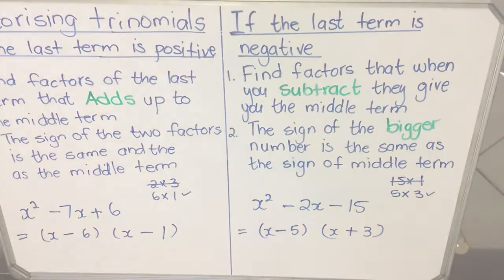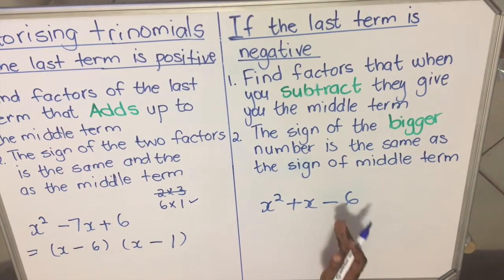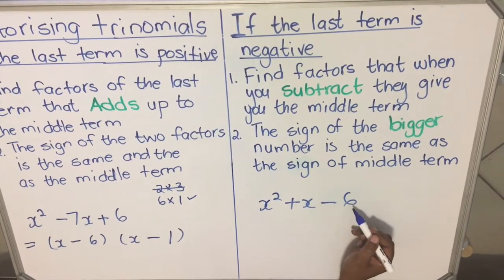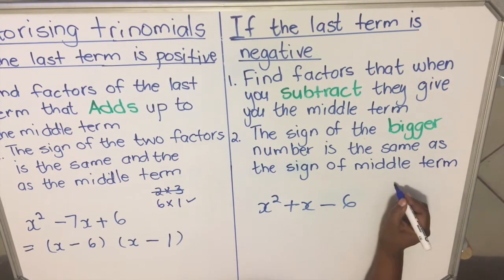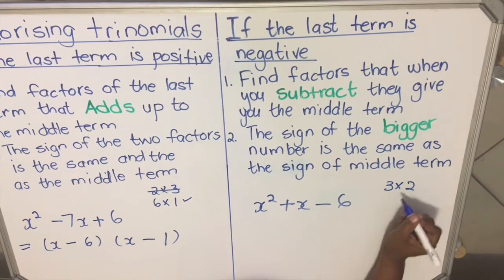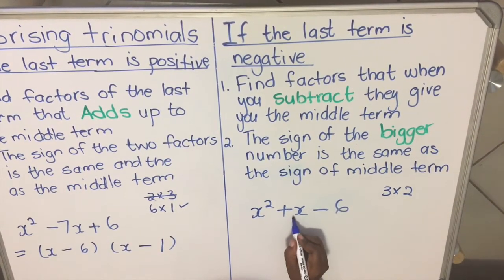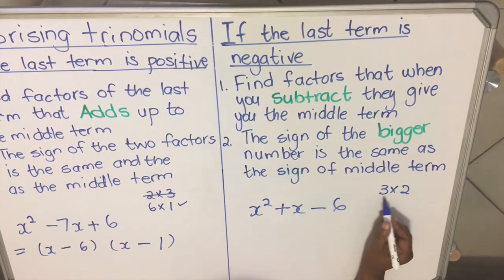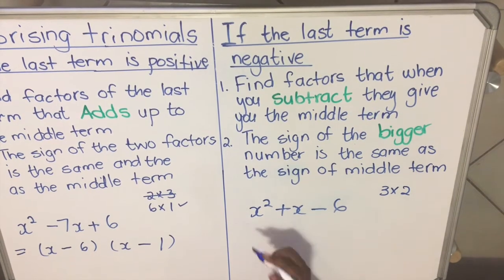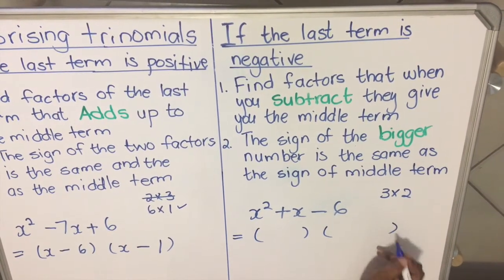Let's look at another example. The last term is negative. Whether the last term is positive or negative, you always find factors of the last term. You find factors of 6: 3 times 2, which is 6. Because it's negative, I'm going to subtract them. When I subtract them, do I get a 1? Yes, I do get a 1. So these are the correct factors. You don't have to try the others that won't work. When you find the correct one the first time, it's fine.